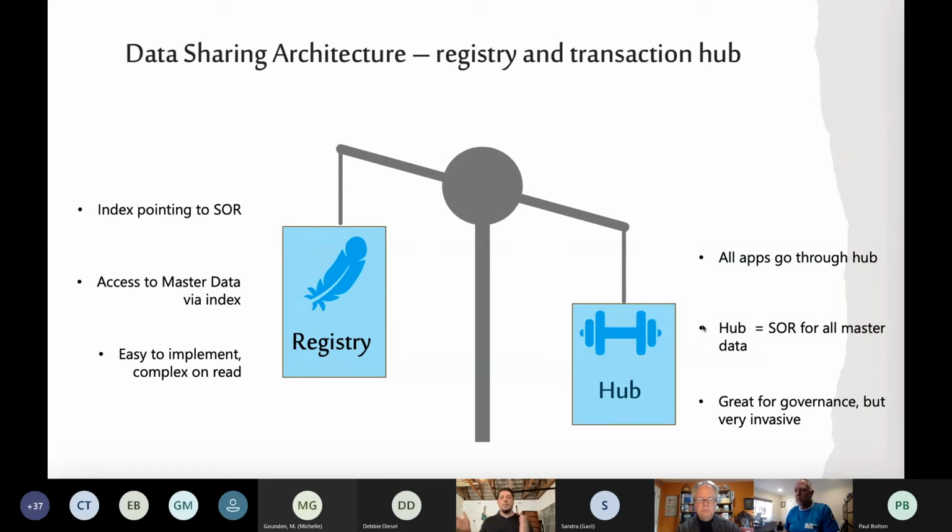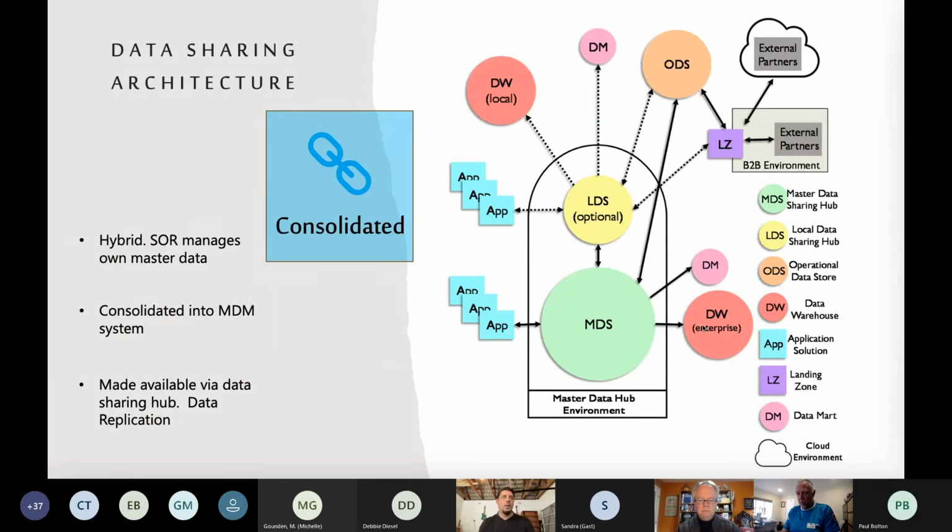In between is really where people in the real world fall. Let's just call it consolidated. You can lean a little bit to the registry side, or you can lean towards the hub side, but at the end of the day, you're going to end up with something consolidated typically. And this is a hybrid approach. In this style, the system of record still deals with its own master data, but it's pulled and consolidated into the MDM system, and it's made available through there.